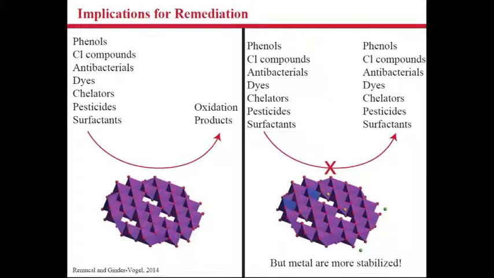We've already tried to make a case they could be important, right? We've got these organisms that can live in a complicated, nasty waste stream. They can make manganese oxides. Manganese oxides can break down a wide range of organic contaminants: phenols, chlorinated compounds, antibacterials, dyes, chelators, pesticides, synthetics, a whole bunch of things in the environment.